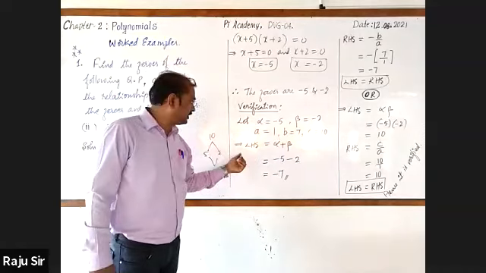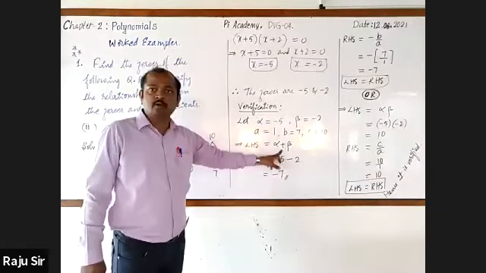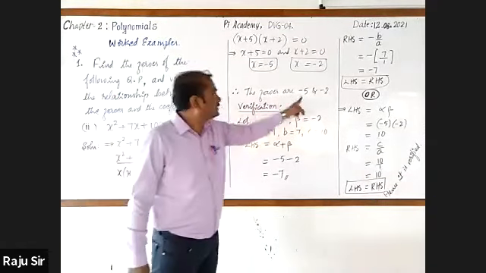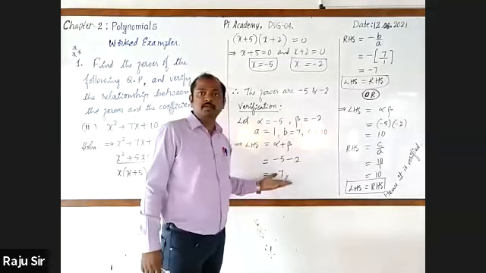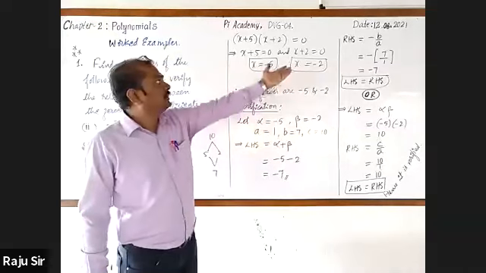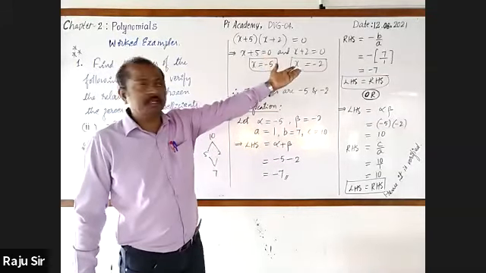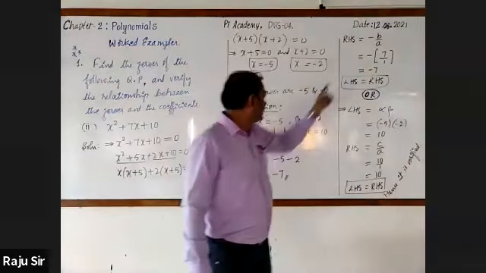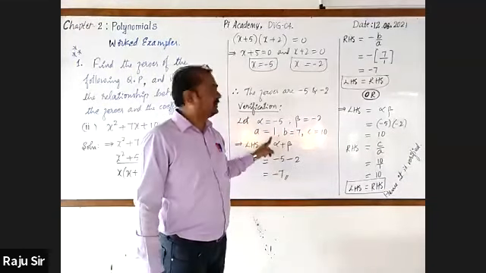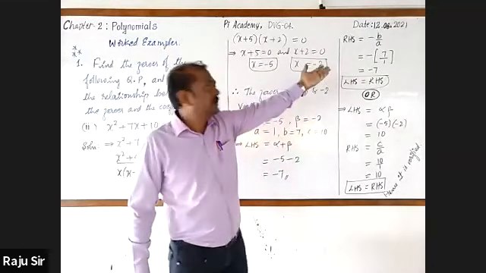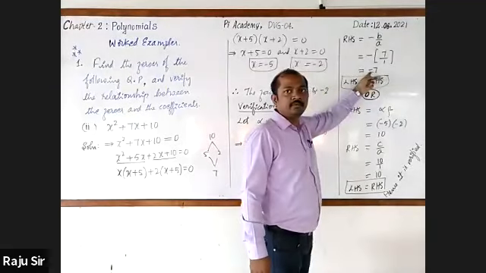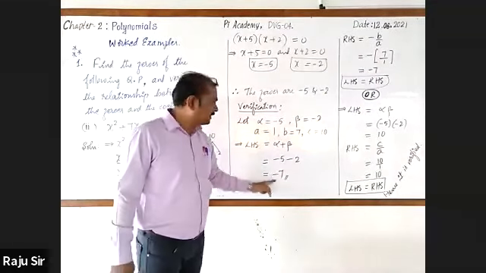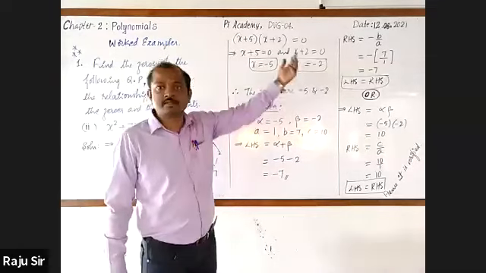I have taken LHS first. LHS equal to alpha plus beta. Alpha is -5, beta is -2. On simplifying, you get -7. Then RHS, minus b by a, where b is 7, a is 1, 7 by 1. 7 by 1 is 7. Here the minus sign gives -7. Alpha plus beta is -7, and RHS is also -7.